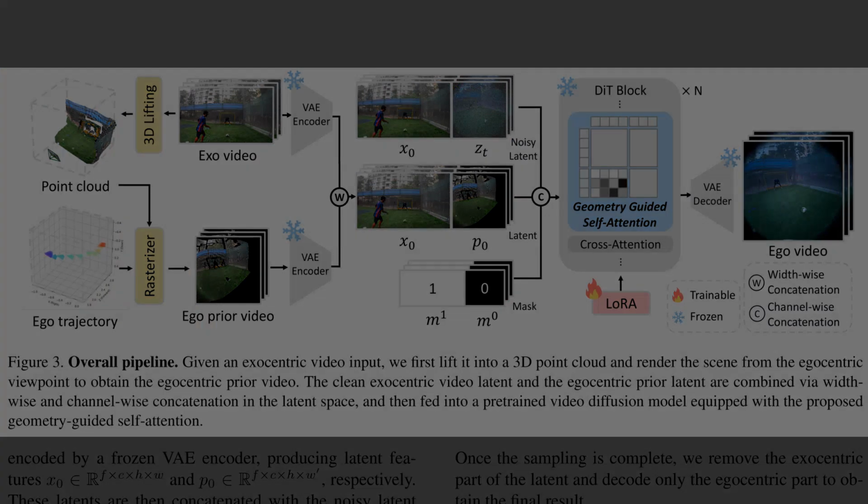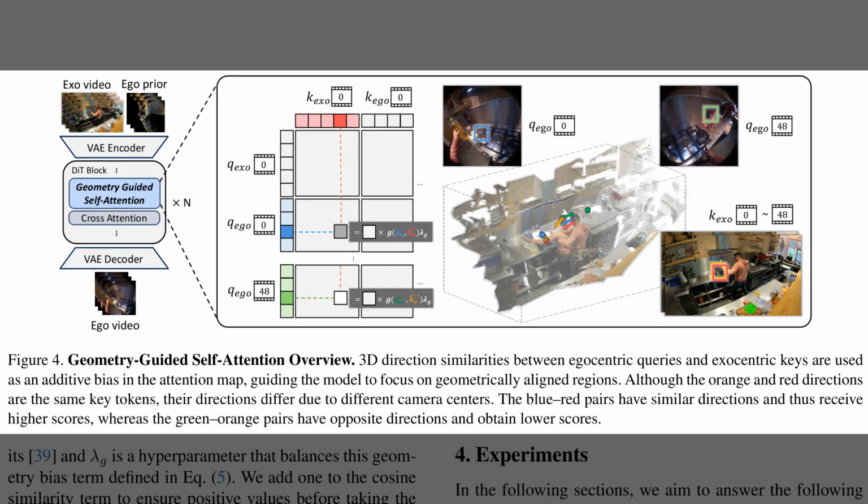So, while Figure 3 outlined the whole conversion pipeline, Figure 4 zooms in on the geometry-guided self-attention block itself. The left side shows the exo and ego videos passing through a shared encoder and decoder, with a special attention module sitting inside the diffusion transformer. The central matrix panels depict how ego queries and exo keys interact, with colored tokens receiving weights scaled by a geometric factor based on three-dimensional direction similarity. The right side visualizes this in the reconstructed point cloud, where blue-red ray pairs that align in direction get boosted, while green-orange pairs that point in opposite ways get suppressed.